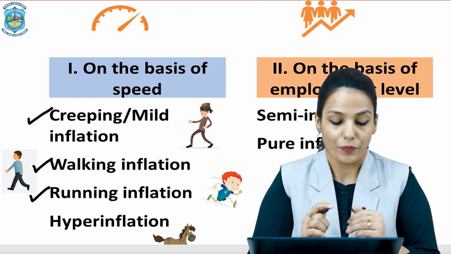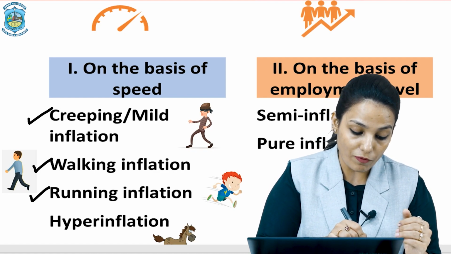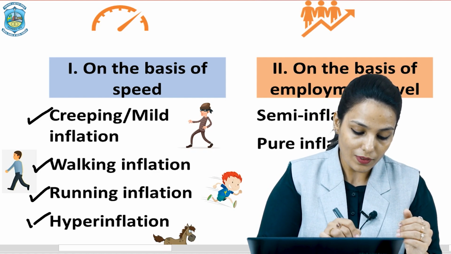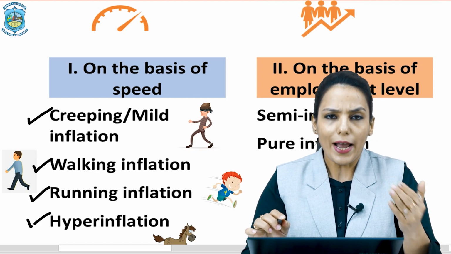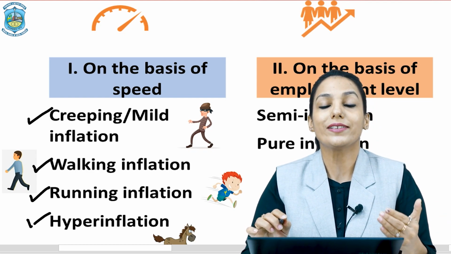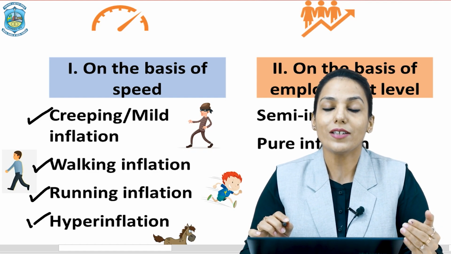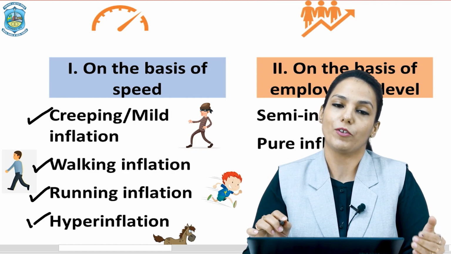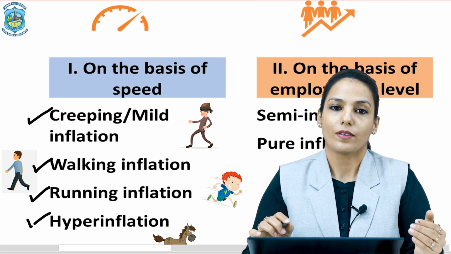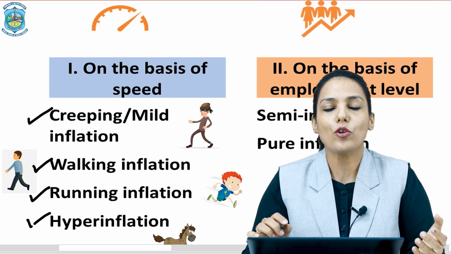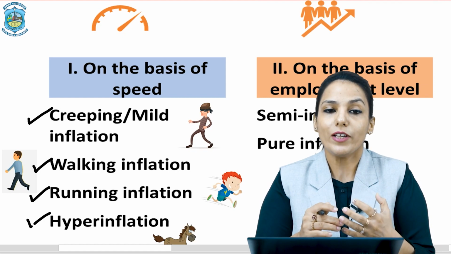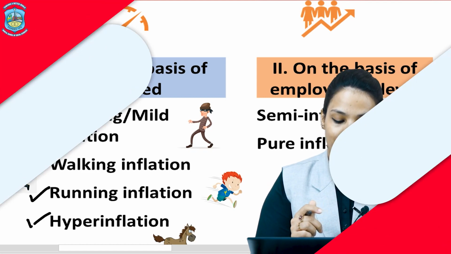The fourth type of inflation is hyperinflation. Hyperinflation, which is also known as galloping inflation, is characterized by an increase in prices of more than 50%. It occurs when the economy's inflation is left unchecked.